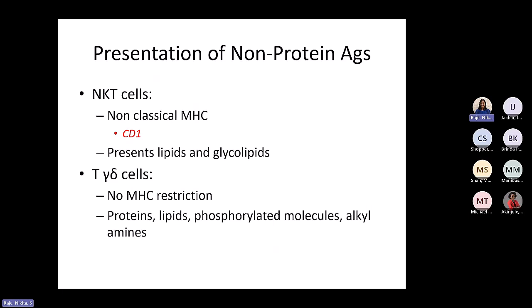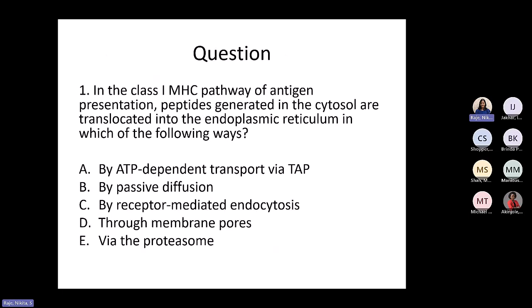These cells are present mostly in regions that come in contact with the outside, so respiratory epithelium or the genitourinary system, wherever it comes in contact with the outside world. In those places, there are proteins, lipids, phosphorylated molecules, alkylamines. All of these can be presented to, or can interact with, these gamma delta T cells and can produce an immune response from that interaction.